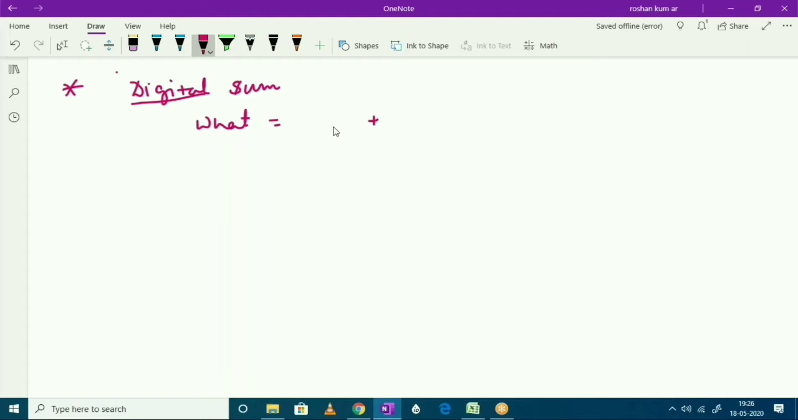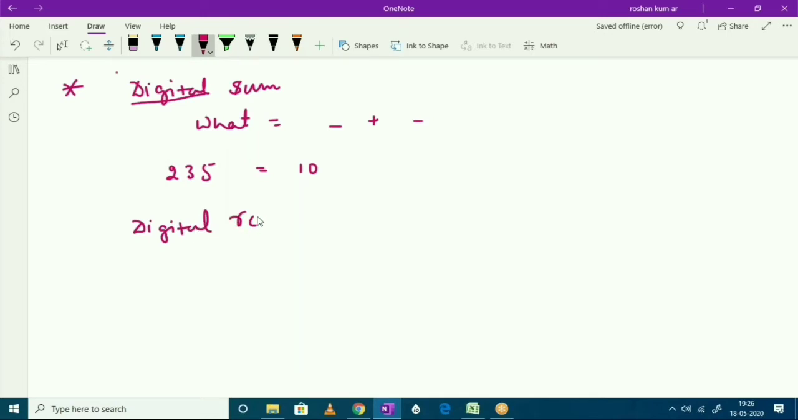Everyone knows that sum is called addition. Digital means the sum of the digits. If I have a number like 235, the digital sum of this number will be equal to 2 plus 3 plus 5, which is 10. This is called the digital sum. There's another term like this. We also call it digital root.